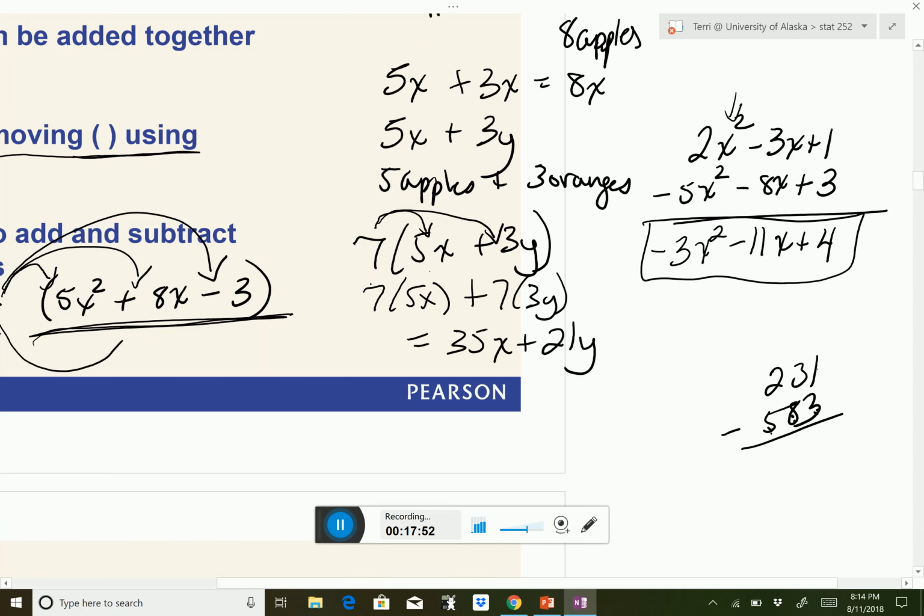You go 1 minus 3. Well, you can't do 1 minus 3, so you borrow a 10, right? That's how we do it when we're kids. And then let's see, 2 minus 8. Actually, we wouldn't even do it this way, because then we'd figure out that 583 is bigger and we'd turn it around anyway. So we go 583 minus 231, which is 352, and then we'd make it negative because we know that's the negative one.